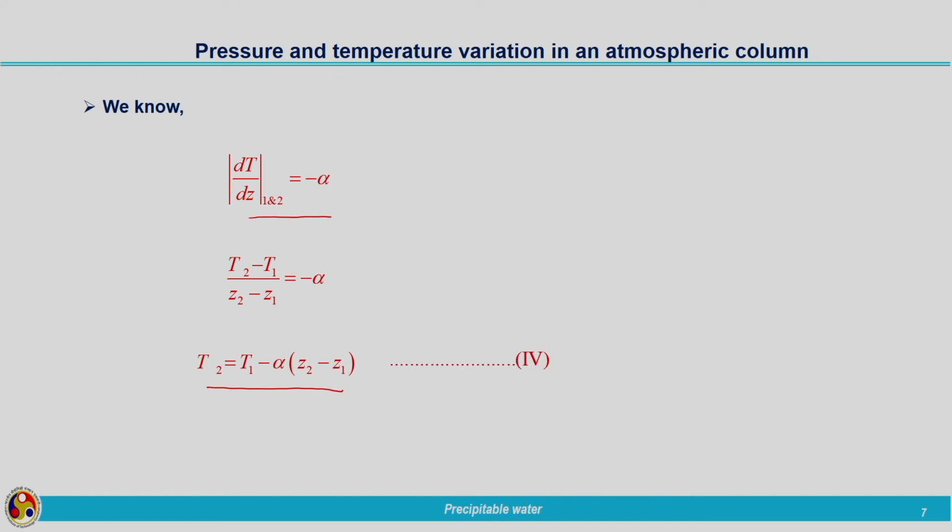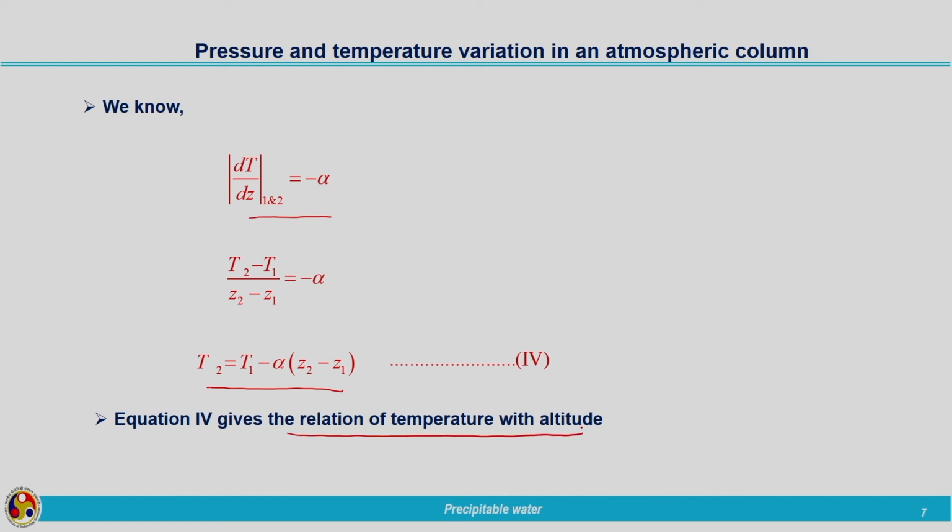Let me name this equation as equation number 4, and this is the equation which gives the relation of temperature with altitude: as we go up into the atmosphere, how the temperature changes. By making use of this equation, we can calculate the temperature at different sections if we know the temperature at a particular level. Also we need to have an idea about the lapse rate, how much it is.